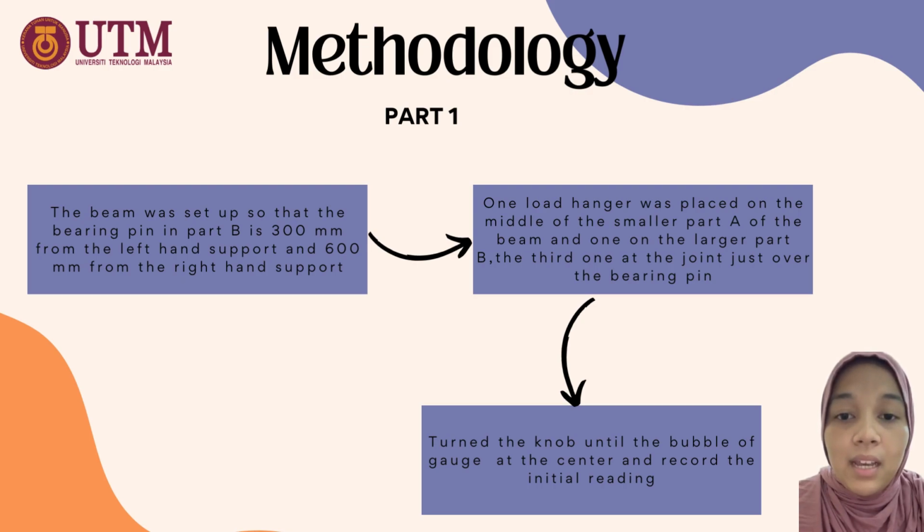Methodology for part 1. The first step is the beam was set up so that the bearing pin in part B is 300 mm from the left hand support and 600 mm from the right hand support. One load hanger was placed on the middle of the smaller part A of the beam, one on the larger part B, and the third one at the joint just over the bearing pin. Then turn the knob until the bubble of the gauge is at the center and record the initial reading.